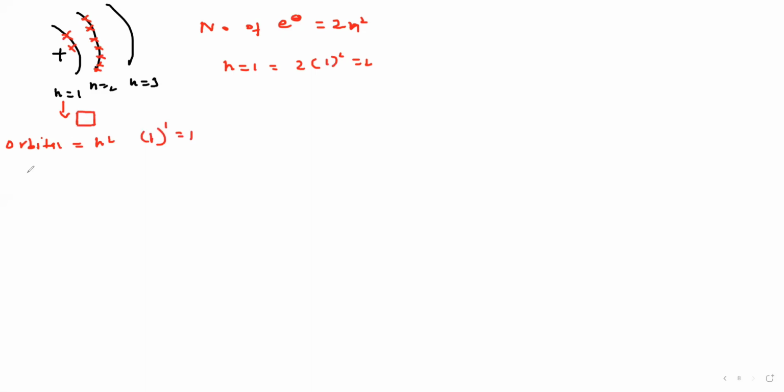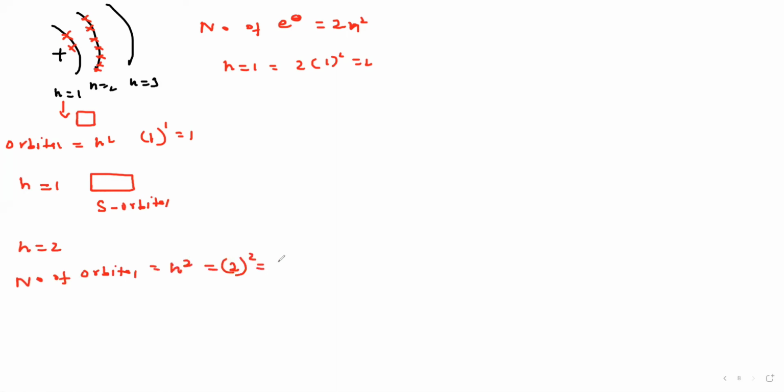That is the s orbital. Now n value is equal to 1: how many orbitals? Only 1 orbital, the s orbital. Now what if n value is 2? How many orbitals? The formula for the number of orbitals is n square, right? Therefore, what is 2 square? This is 4.